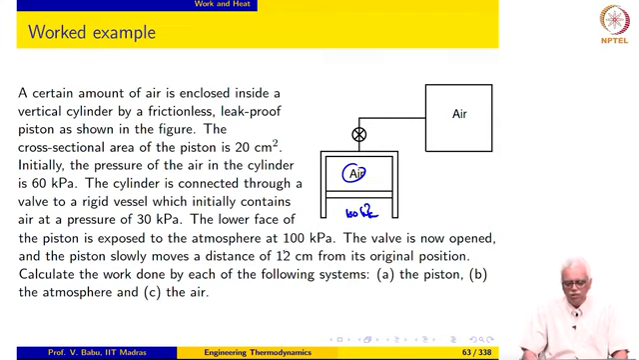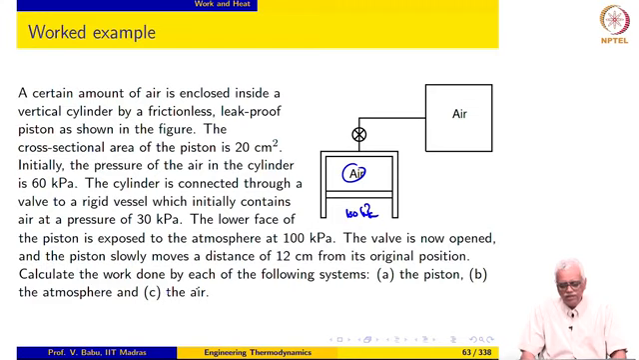Okay. The lower face of the piston, as I have shown here, is indicated to be exposed to atmosphere at 100 kilopascal. Valve is now opened and the piston slowly moves a distance of 12 centimeters from its original position. It is not given whether the piston moves up by 12 centimeters or moves down by 12 centimeters. So, that is something that we have to figure out looking at the physics of the problem.